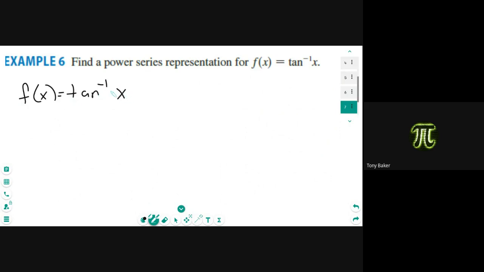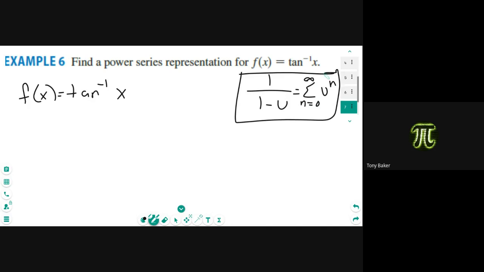Tangent negative 1, the arctangent of x. Remember, my goal is to get it to look something like that. Because I know that the integral, or the derivative, is u to the n. Remember, my goal is to get it to look something like that.